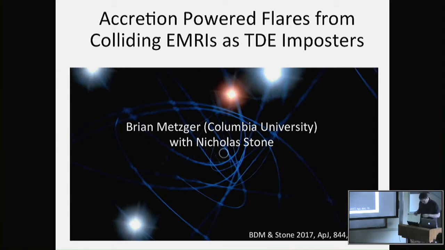Sounds like a lot. You may want to explain what EMRI is. Sorry. EMRIs are extreme mass ratio inspirals, so I'll talk to that in a second. So these are stars that come in not on highly eccentric orbits, but on relatively circular orbits, which enable them to circularize around the black hole.